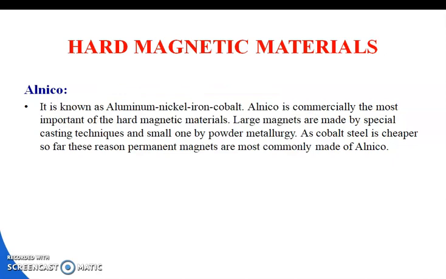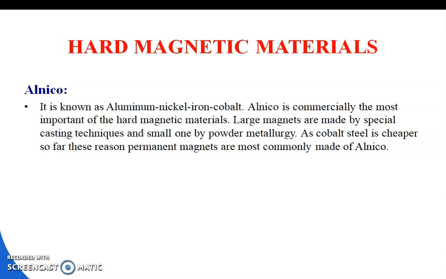Come to another hard magnetic material, called alnico. Alnico is aluminium, nickel, iron, and cobalt. Alnico is commercially the most important of the hard magnetic materials. Large magnets are made by a special casting technique, and small ones by powder metallurgy. As cobalt steel is costlier, for this reason permanent magnets are most commonly made of alnico.